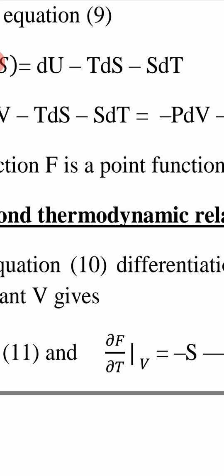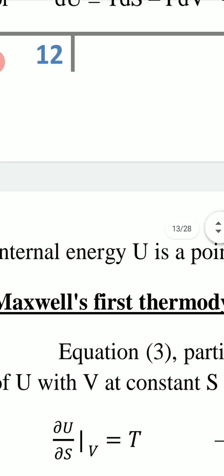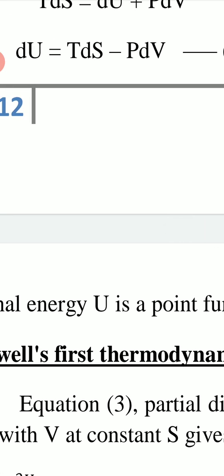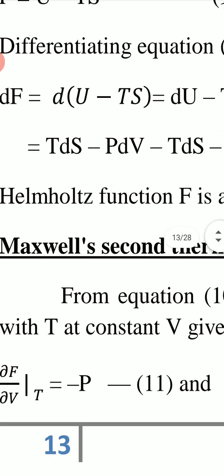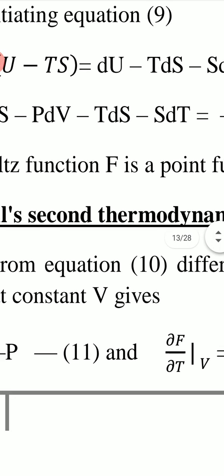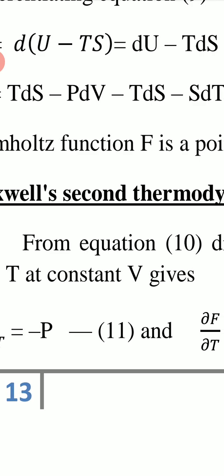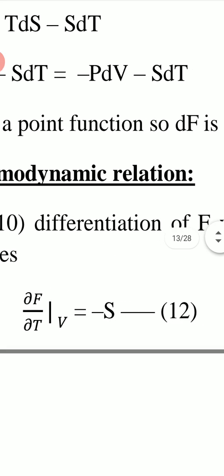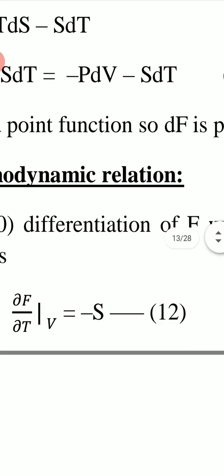And now put the value of dU, which we obtained earlier from equation 3. It is equal to T dS minus P dV. So put the value of dU, which is equal to T dS minus P dV. For dU, we write T dS minus P dV. Other terms are minus T dS minus S dT. The two terms, T dS and minus T dS, cancel out. Remaining terms are minus P dV minus S dT. So now this is dF: dF equal to minus P dV minus S dT.